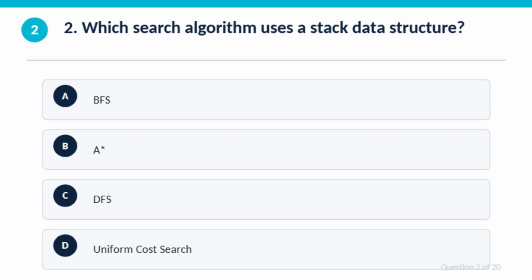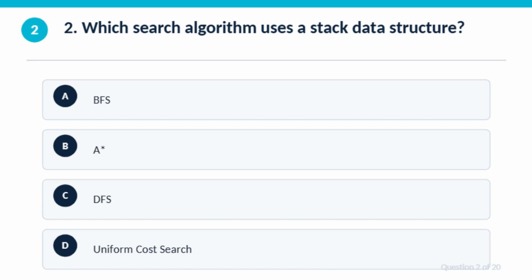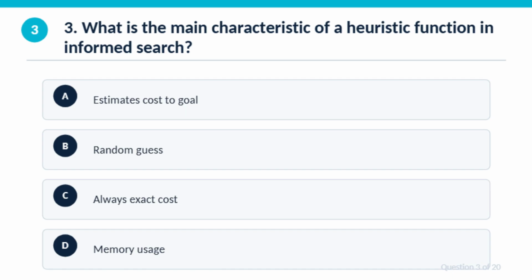Which search algorithm uses a stack data structure? A. BFS. B. A*. C. DFS. D. Uniform cost search. The correct answer is C. DFS.